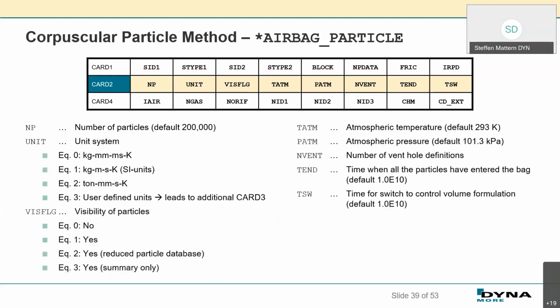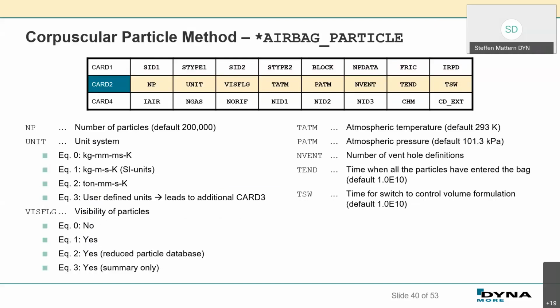The second card starts with NP. This is actually the discretization of the gas. This is the total number of particles. And as with other discretizations, the more particles you use, the better the approximation is. So this is the discretization parameter.